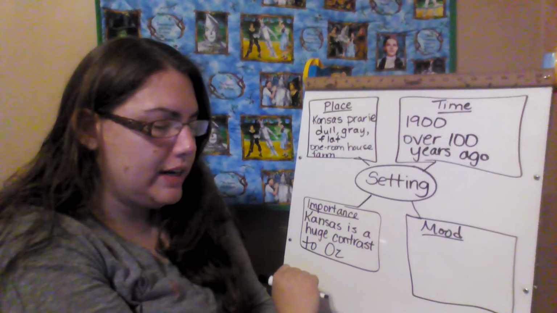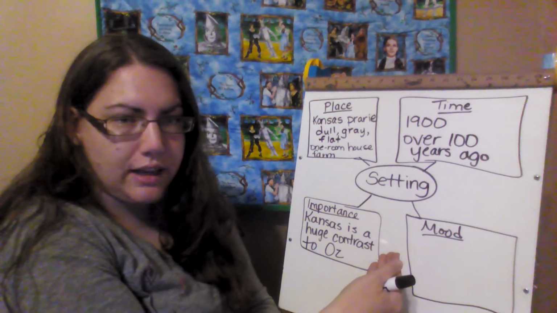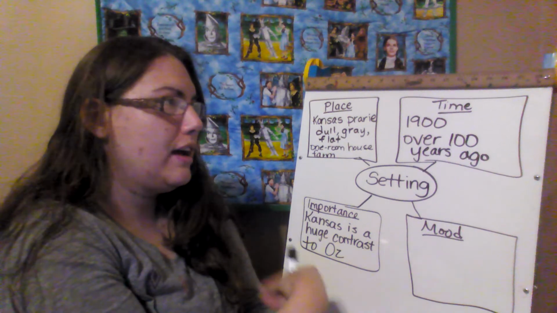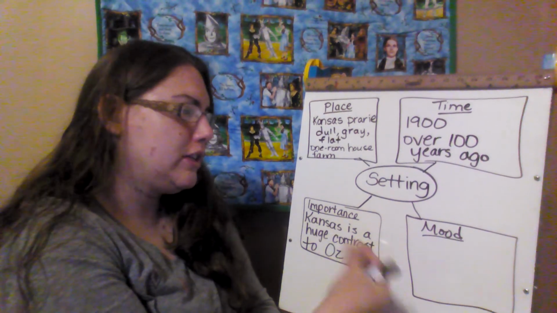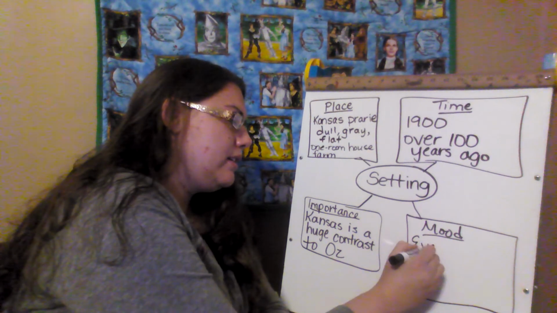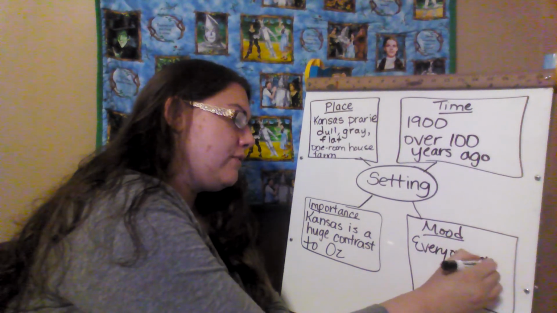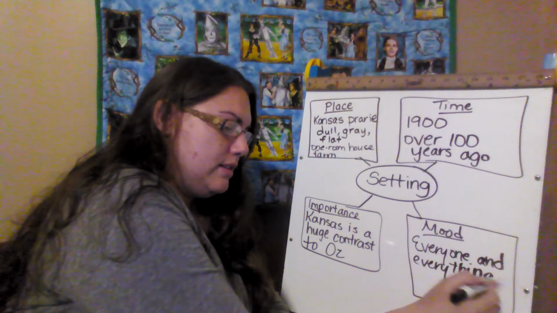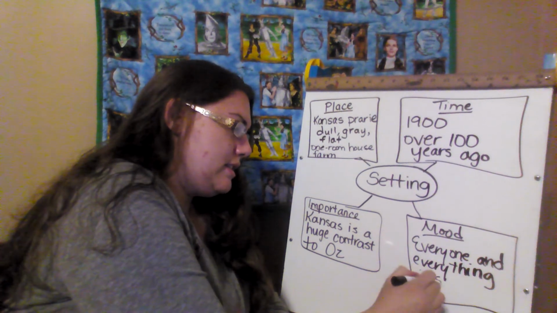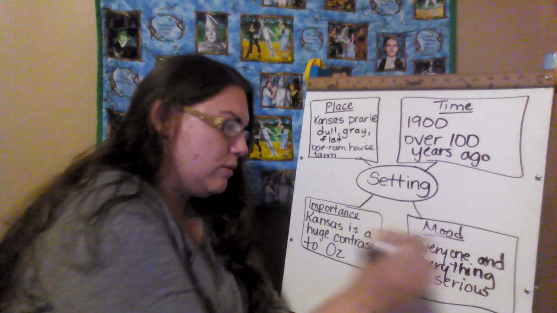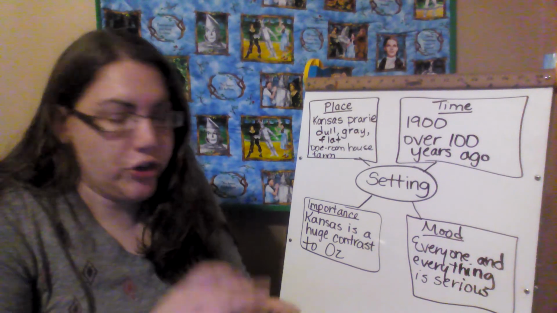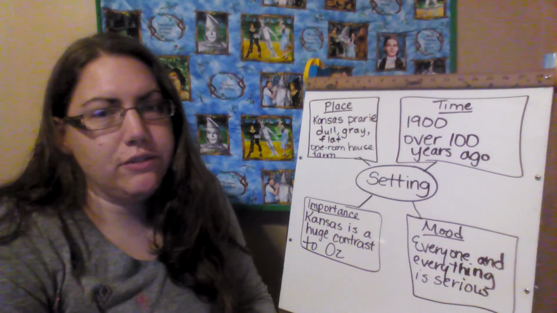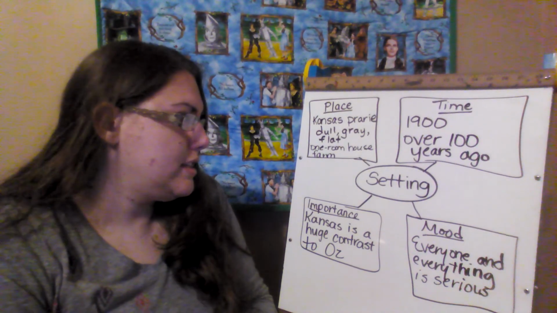And then the last square is the mood. The mood is the feeling of the book so far. Everything is very, very serious in the first chapter. They don't laugh very much. Everything's dull and gray. So everyone and everything is serious or sober or solemn or gloomy, stern. It said that Aunt Em used to be a vibrant young lady, but now she's all gray and she never laughs. So everything's very serious in this chapter.